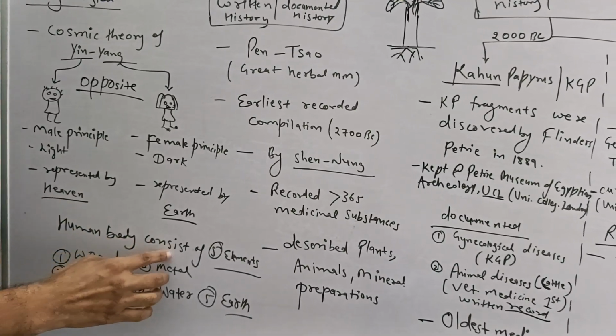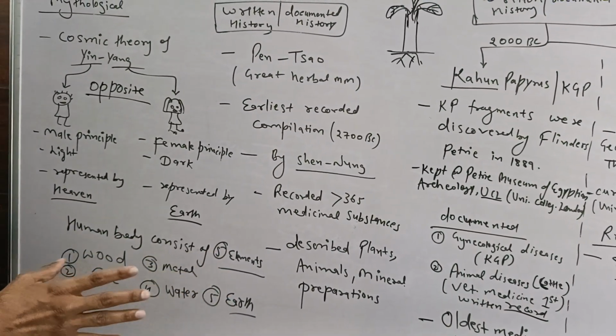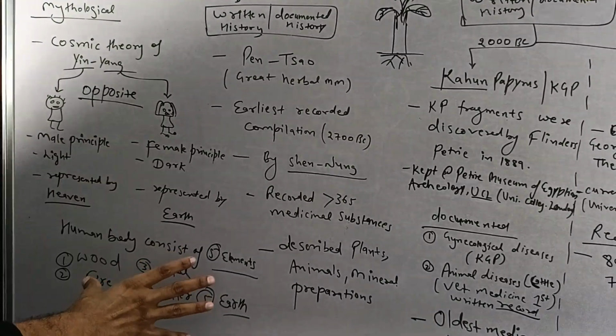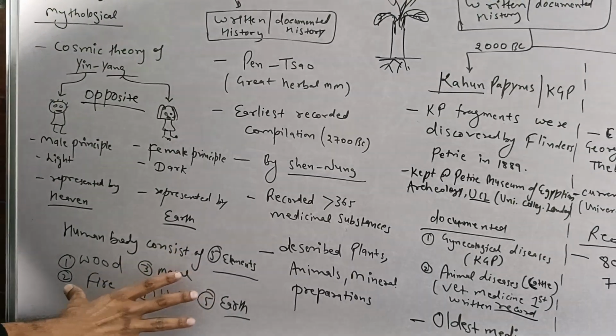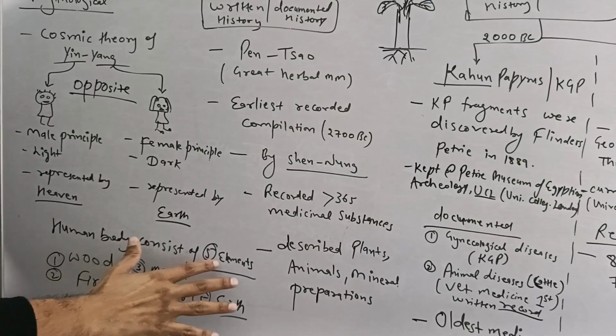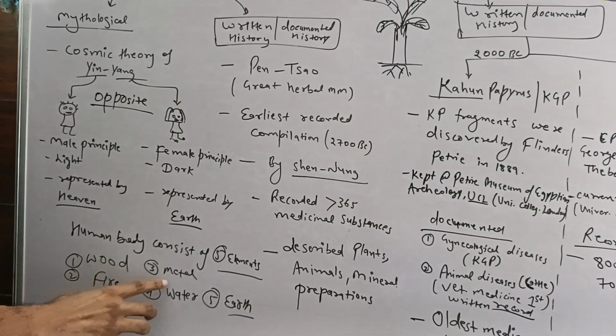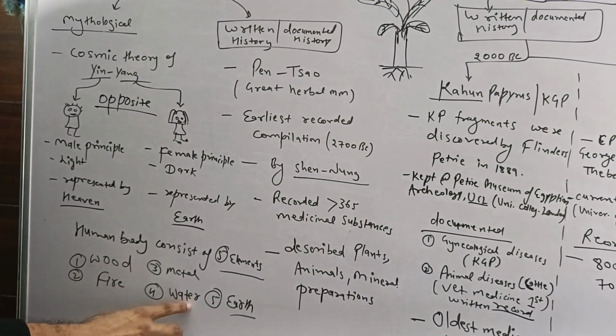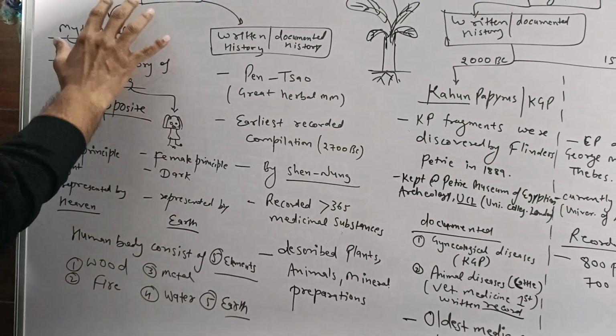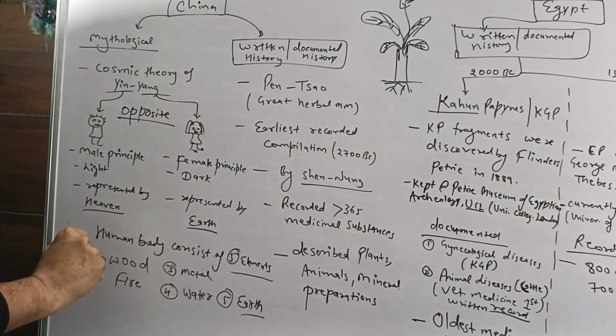Then the human body consists of 5 elements. Similar to the Ayurveda Panch Mahabhuta principles, here also the body consists of 5 elements: wood, metal, fire, water and earth. So this is the mythological history.